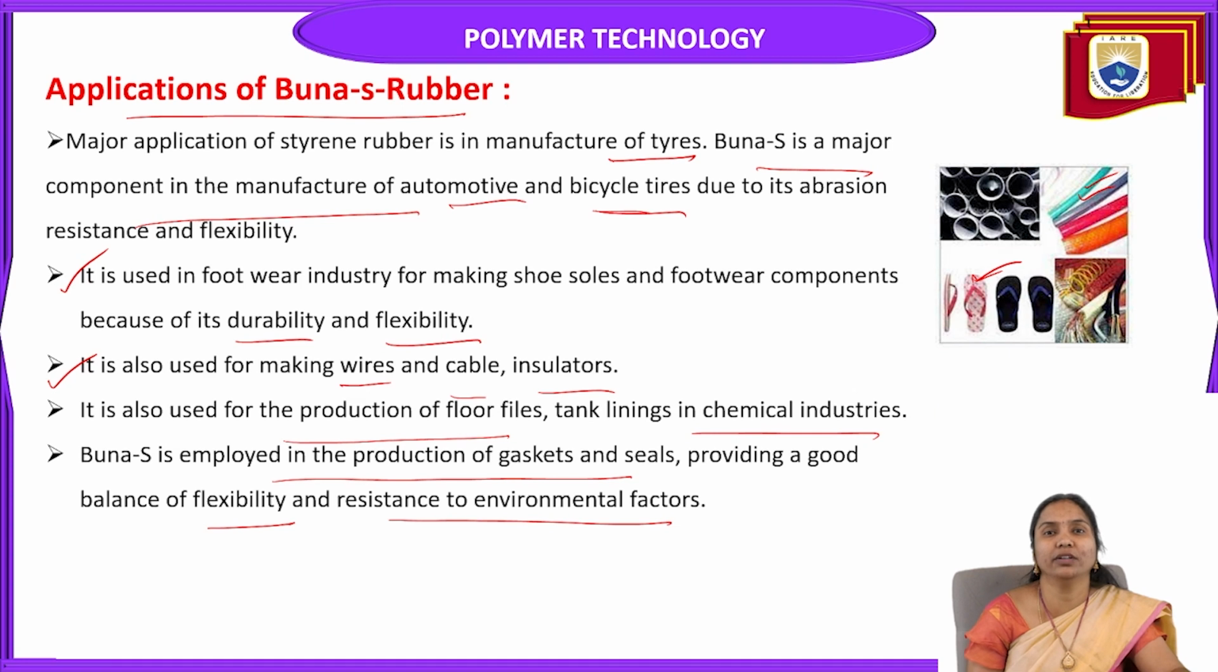So these are the applications of butadiene styrene rubber: mainly manufacturing of tires, including automotive and bicycle tires, because of its abrasion resistance and flexibility. It is also used in the footwear industry because of its durability and flexibility, and it acts as a good insulator, which is why it is used for making wires, cables, connectors, etc.